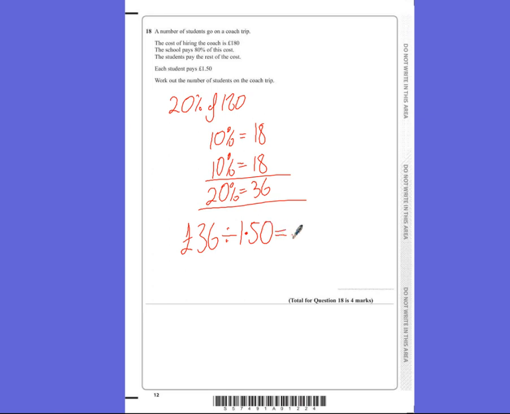Now, you can use a bus stop algebra method for this, but an easy way would be to notice that 3 goes into this, and also double £1.50 is £3. So what I'm going to do is 36 divided by 3, because that's quite easy to do. And then for every £3, there will be 2 students, so I will times that by 2. So 36 divided by 3 is 12, times by 2 means there must be 24 students on this trip.